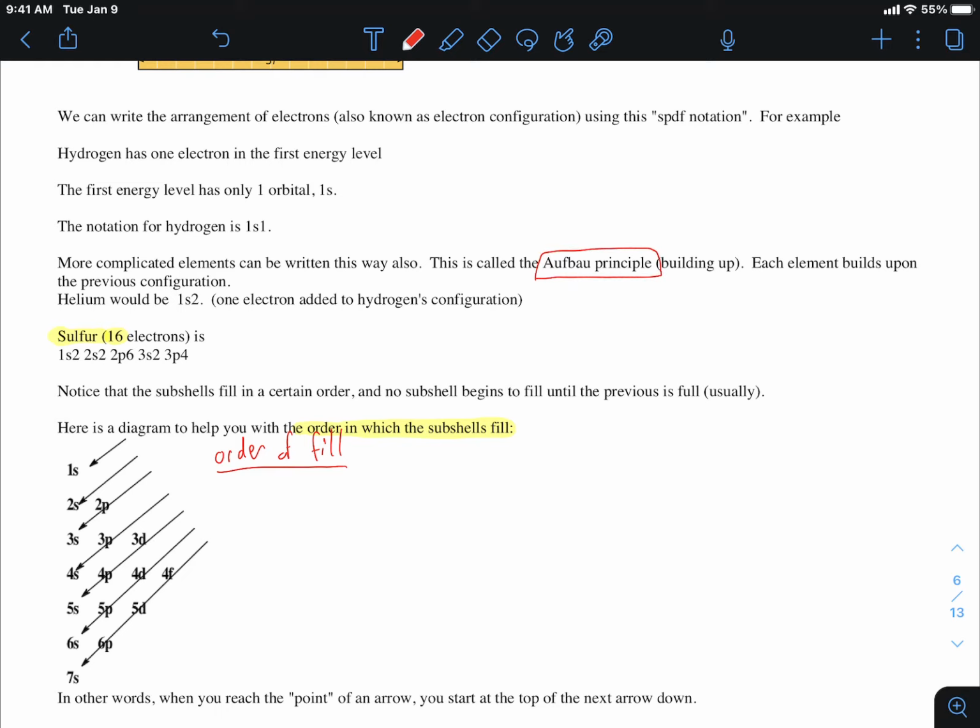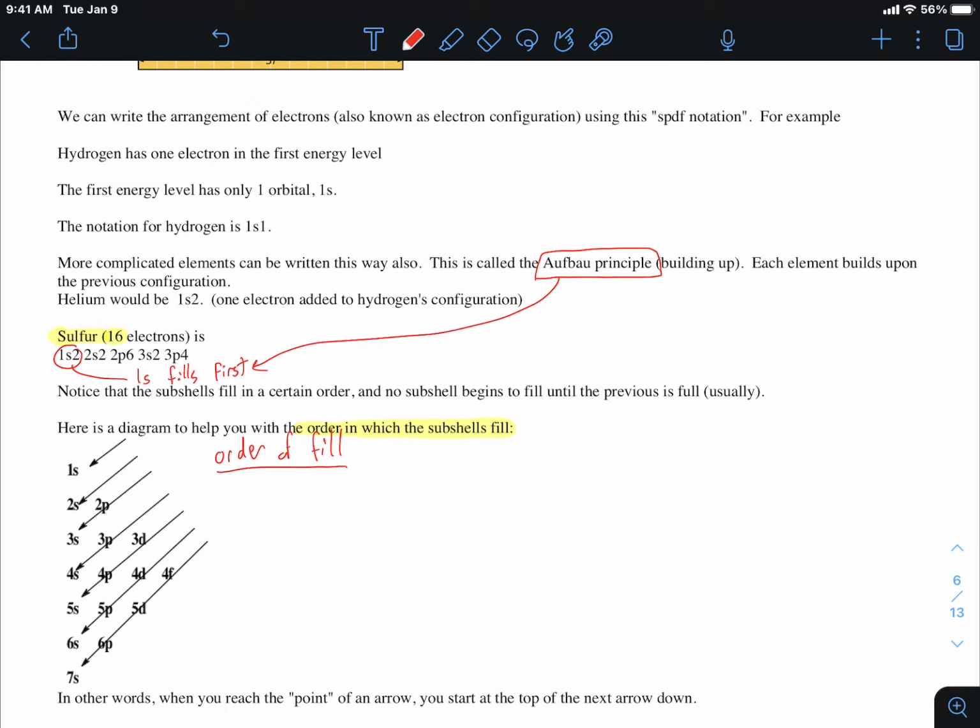Aufbau is a German word. It means to build up. All right, so since I counted 16 electrons, 1s fills first. And that's because it is the lowest energy level number, right? It's the one closest to the nucleus, and that fills first. This is the Aufbau principle.